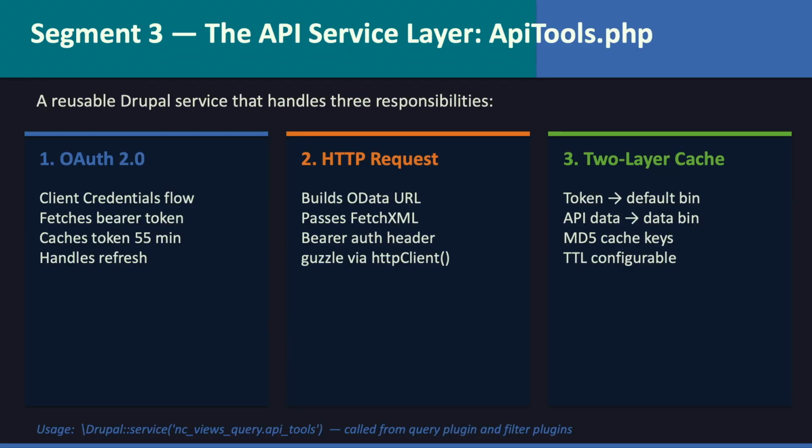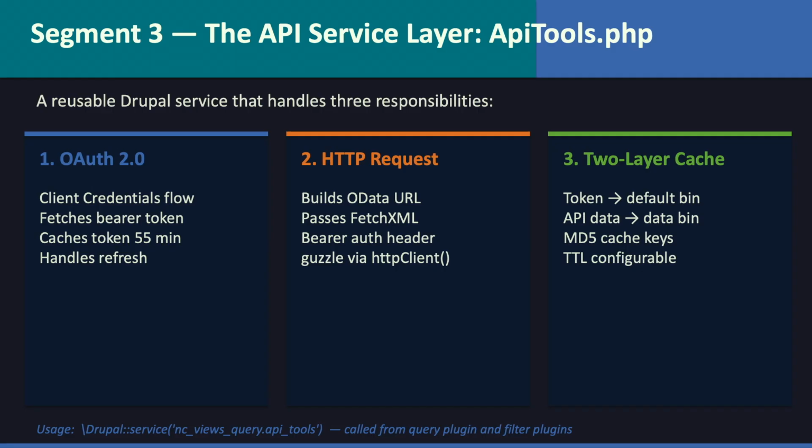So the three parts of what we had to do to get the data from the API is we first had to get authentication. We had to get a bearer token. So we would have to hit the Microsoft server to get that token. That token would last 60 minutes. We'd cache it for 55 minutes. And then once we had that token, we could put that into the auth header and we'd pass some XML in a request to go get the data and pull it back.